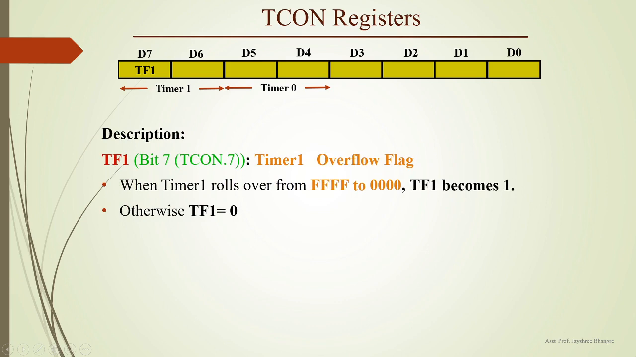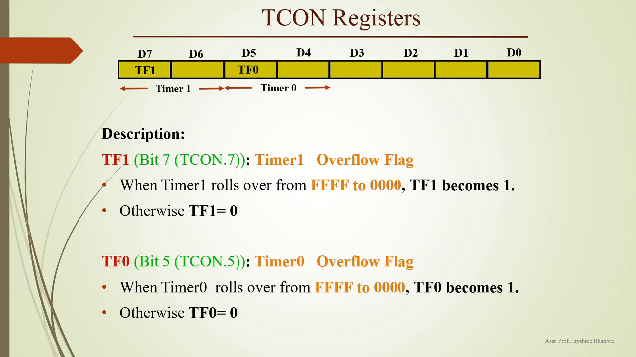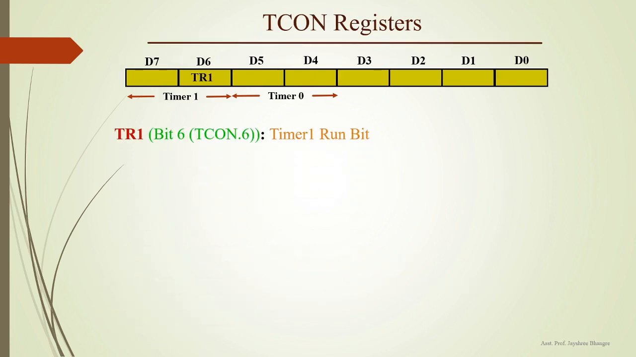TF1, that is the timer 1 overflow flag. When timer 1 rolls over from FFFF to 0000, TF1 becomes 1. That means the flag is set. Otherwise it is 0. Similarly, TF0 is the timer overflow flag for timer 0. When timer 0 rolls over from its maximum count to 0000, TF0 becomes 1. Otherwise it is 0. TR1 is the timer 1 run bit. It is used to start and stop timer 1.